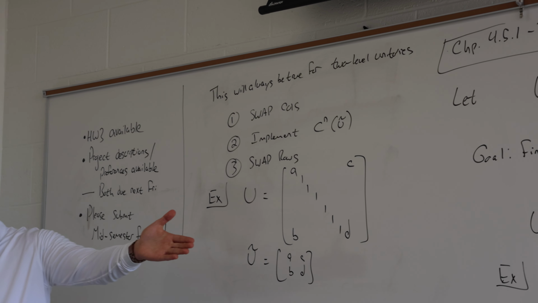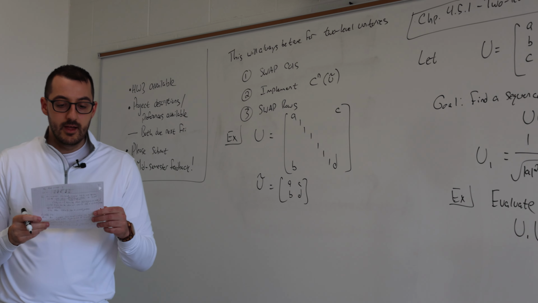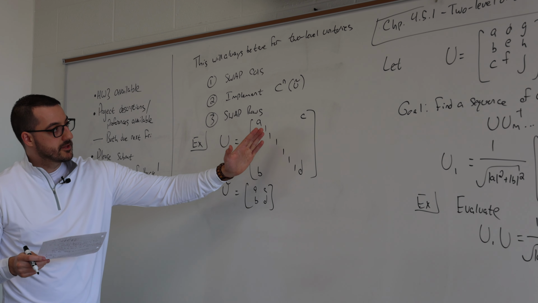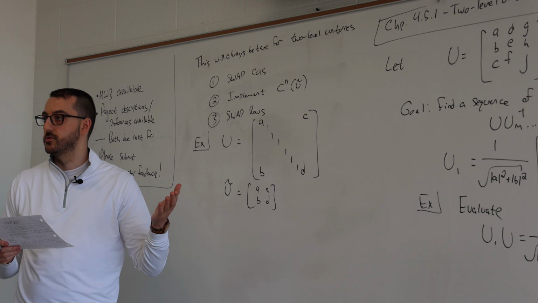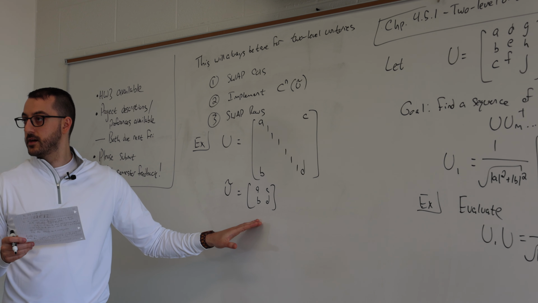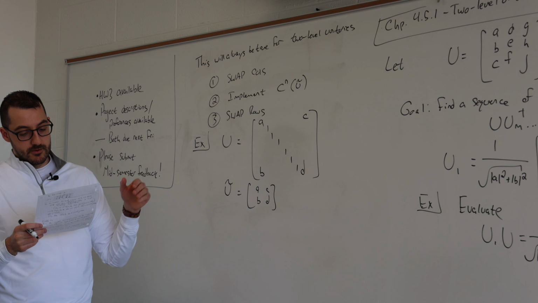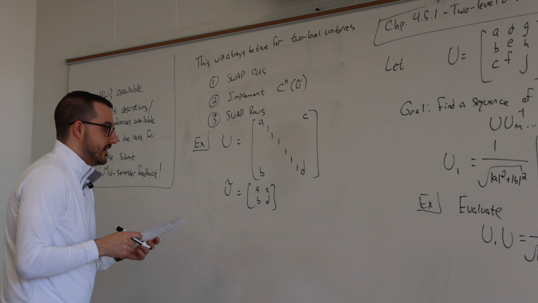And now, just like before with the simpler 2-qubit example, I want to do some column swaps and some row swaps to make this U look like some controlled U tilde operation. Okay? That's the first step always. That's why we're doing this. Let's see how to do that.